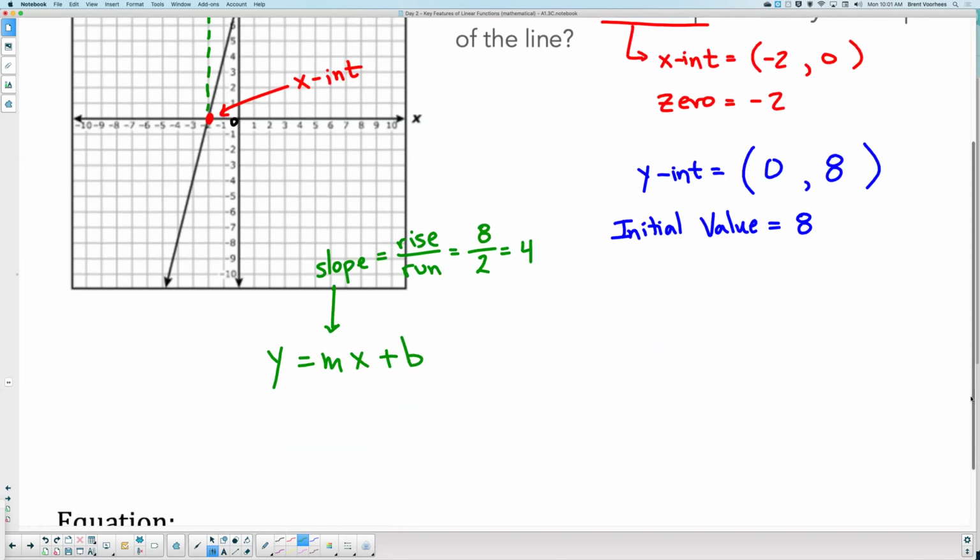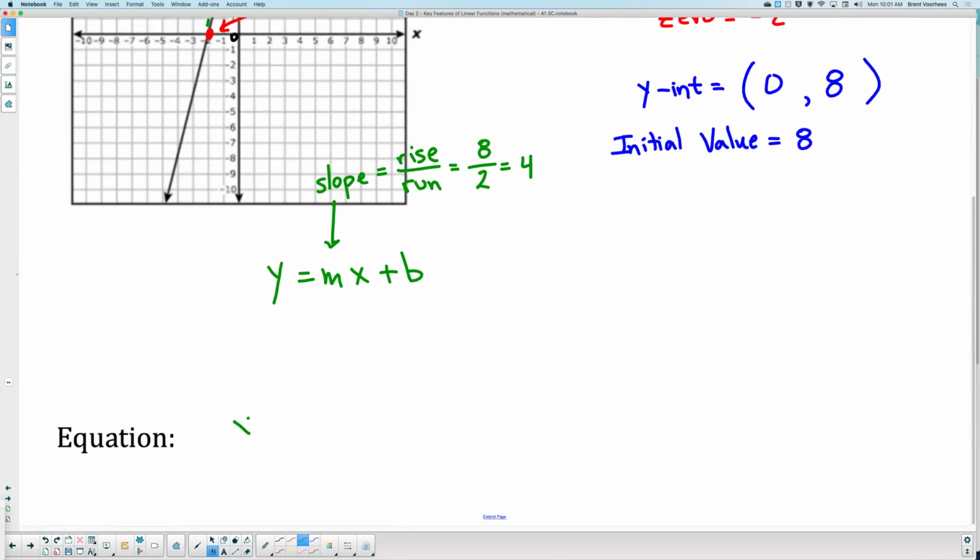So my equation would look like this. Let me scroll way down here. It would be y equals 4x. What's the b stand for again? The y-intercept or the initial value, which we said is 8. There's your equation right there. That's where I would go for that. The initial value is the b, or the y-intercept.